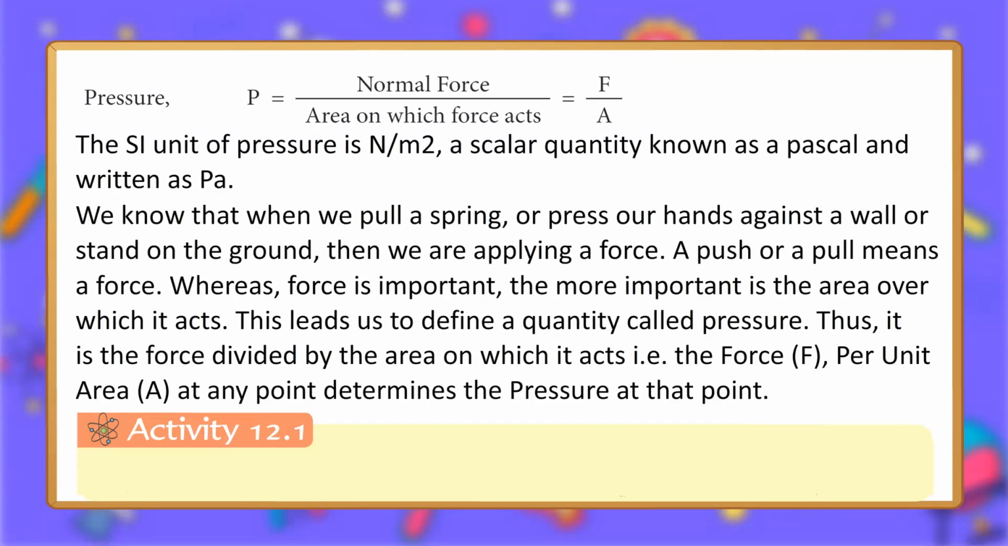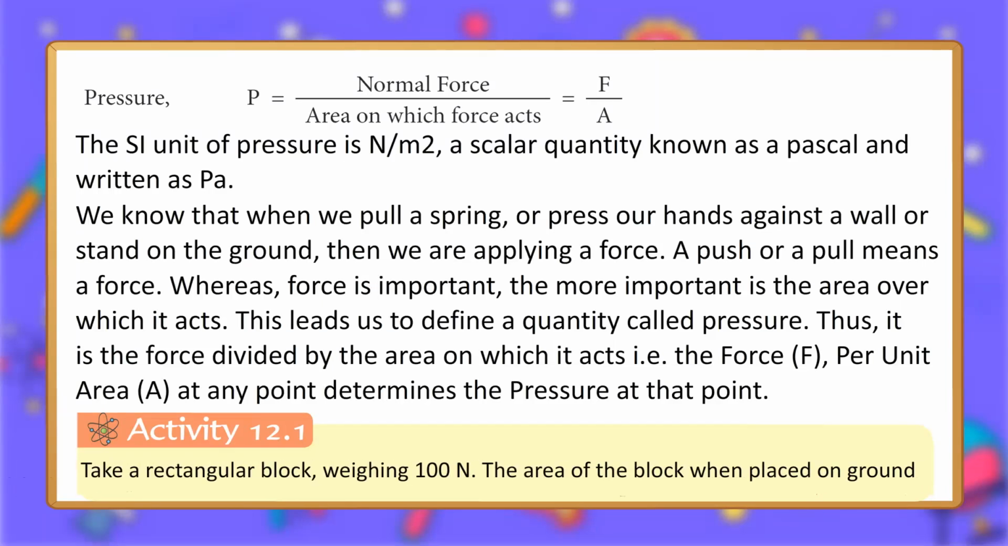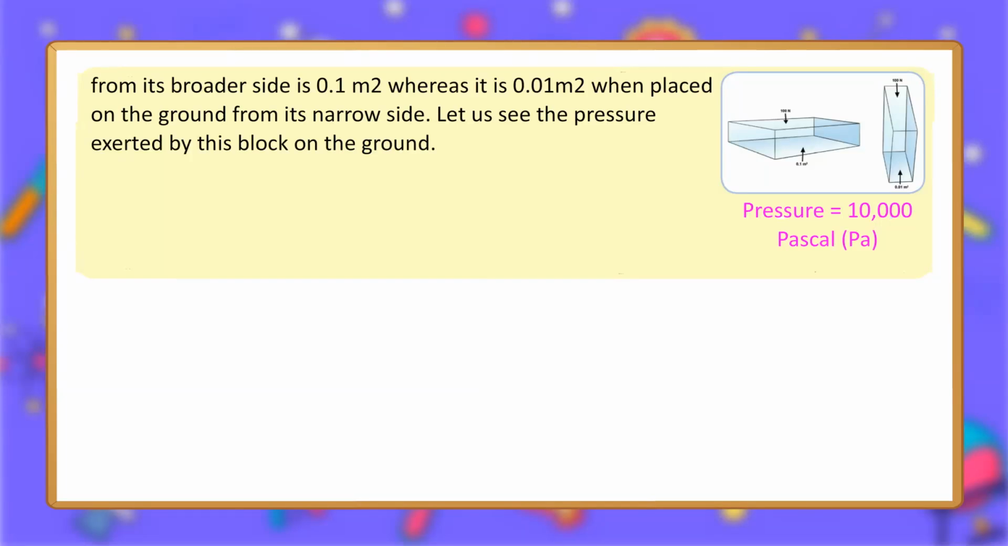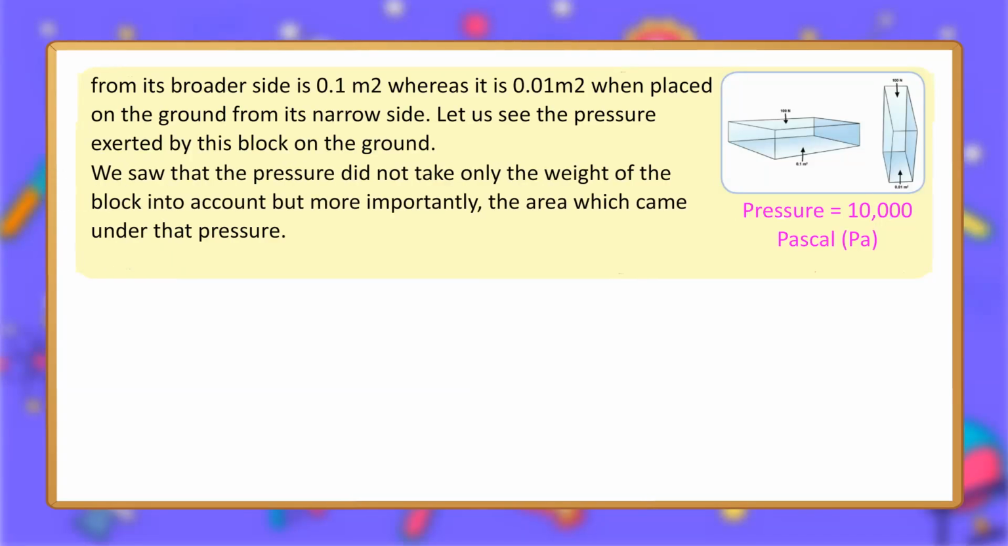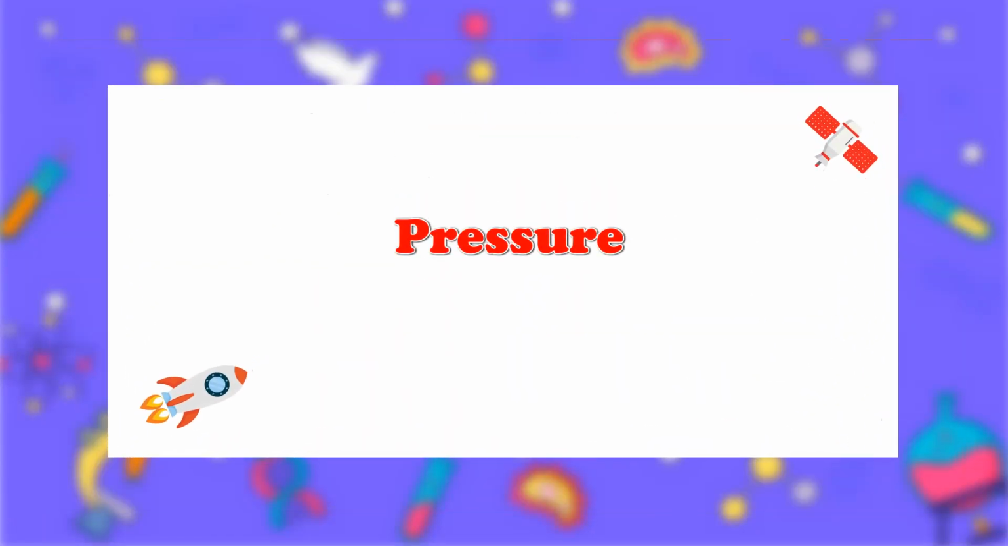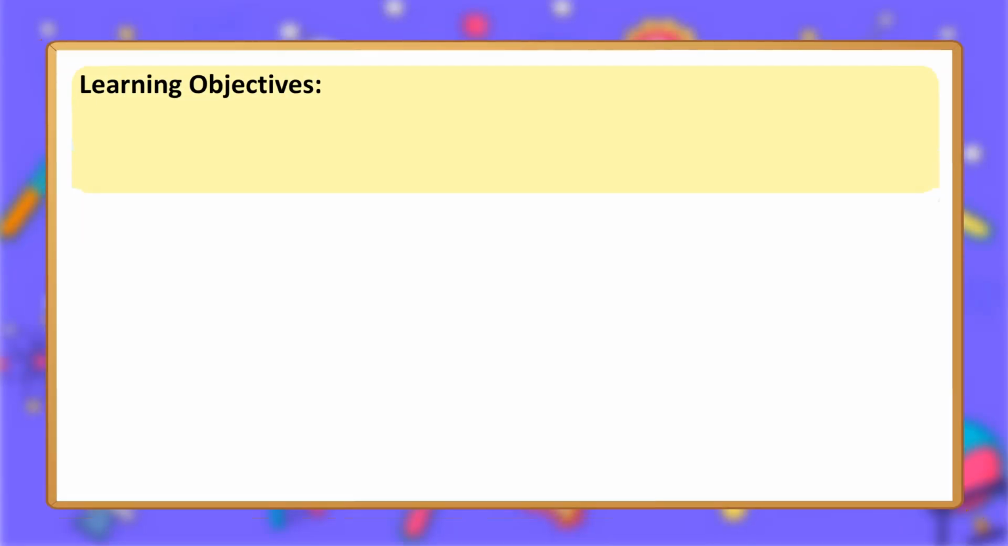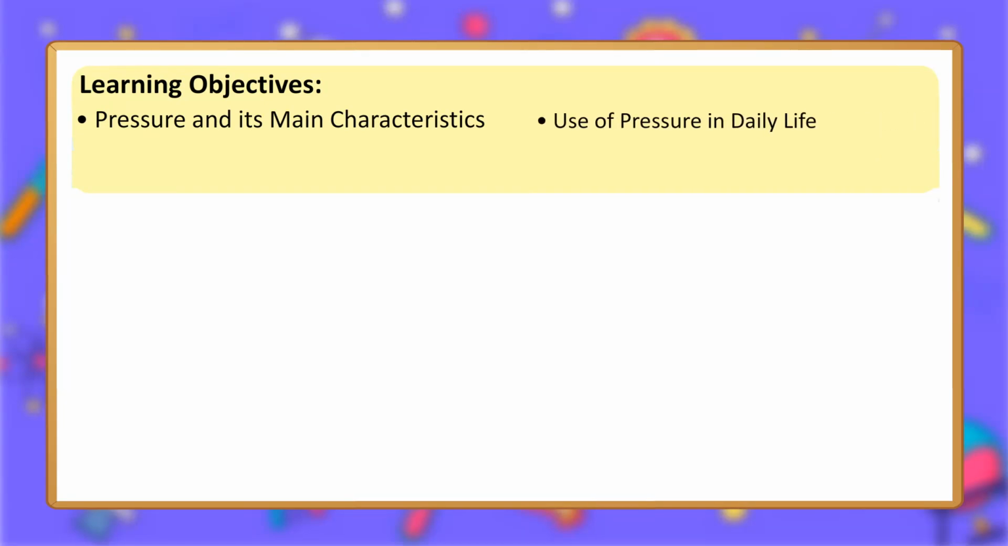Activity 12.1. Take a rectangular block, weighing 100 N. The area of the block when placed on ground from its broader side is 0.1 square meters, whereas it is 0.01 square meters when placed on the ground from its narrow side. Let us see the pressure exerted by this block on the ground. We saw that the pressure did not take only the weight of the block into account but more importantly, the area which came under that pressure. Pressure equals 10,000 Pascal, Pa.